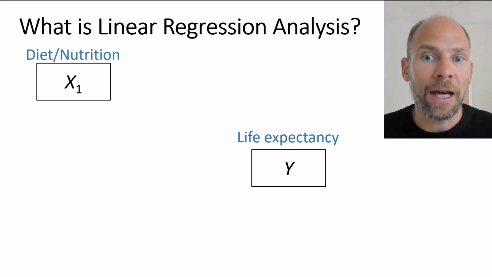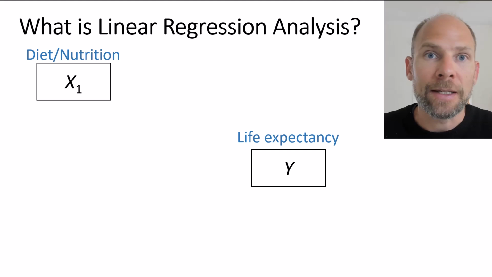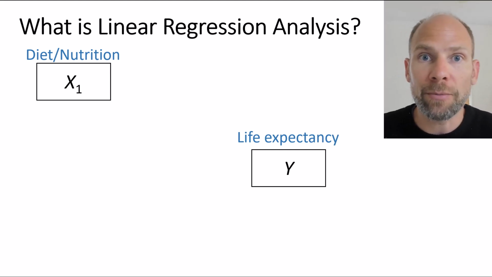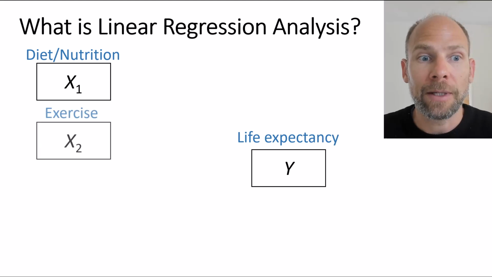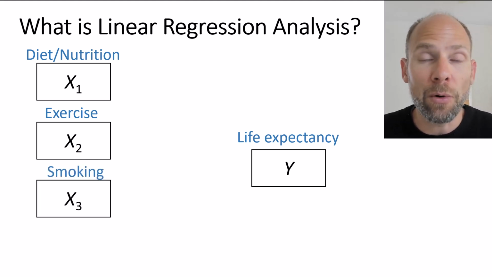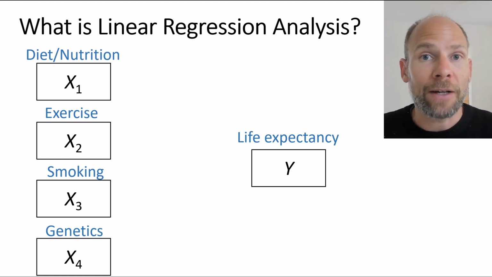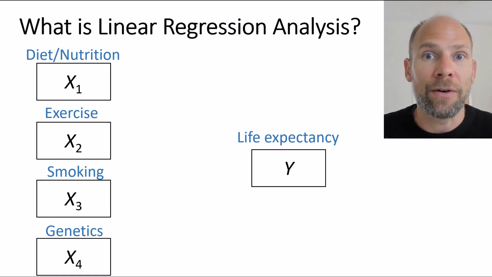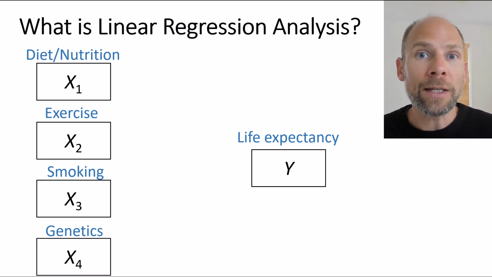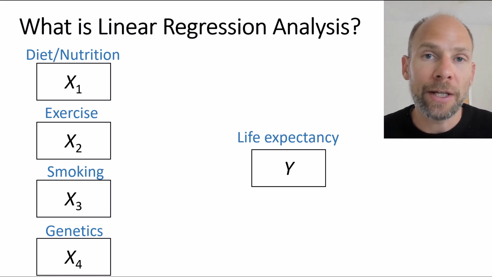For example, life expectancy might depend on diet and nutrition, so that could be our first predictor variable, or x1. Exercise could be another factor that could explain differences in longevity, and so could be whether you smoke or not, genetic factors, and many other types of variables. And so linear regression analysis is used to find out what the most important determinants of an outcome variable are, what the relative weights are that these predictors carry in the prediction of the outcome variable.